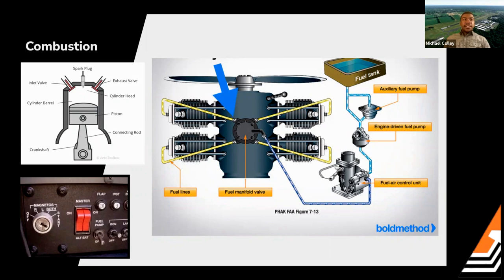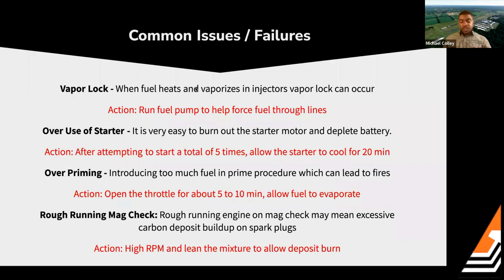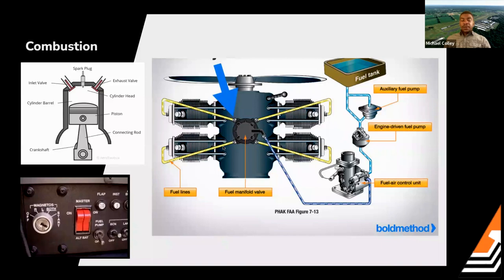All right, let's talk about some common failures. Vapor lock again, right? Just going back to vapor lock, we already discussed it before, but these are the fuel lines that I was talking about. Vapor can enter into those fuel lines, and you can see how that could be a problem because that can mess up the firing order and the timing. If, let's say, there's air going into the cylinder but not enough fuel, right? So that is a danger there.